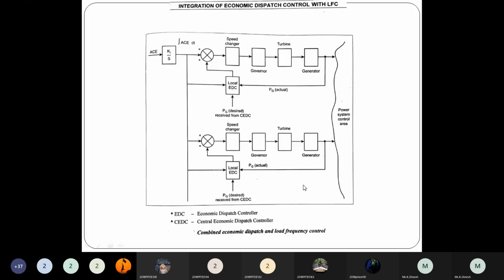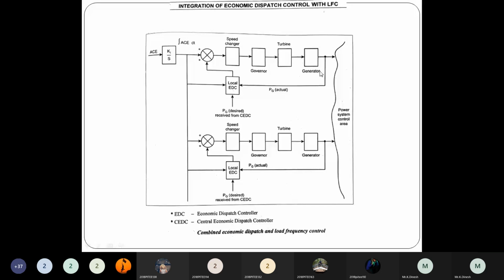So next one is integration of economic dispatch control with LFC mode frequency control. So my input is ACE. I am having my integral controller K by S. After I am having my error vector, this error vector is given to the speed changer. So initial speed adjustments have to be done. The modified speed is given to the governor. From the governor, the turbine gets input. From the turbine, which is connected to your electrical generator, you have your electrical power.